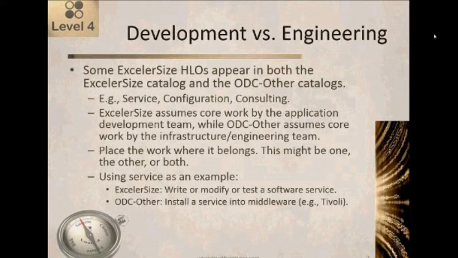So if we use service as an example, with ExcelerSize, the work that we're estimating is the work to write or modify or test a software service. Whereas if we use ODC other for a service, what we're talking about is the work to install a service into the middleware. So for example, into Tivoli or whatever else you're using for middleware. So it's still a service, but the type of work that's involved, the people who are going to be doing that work is different.